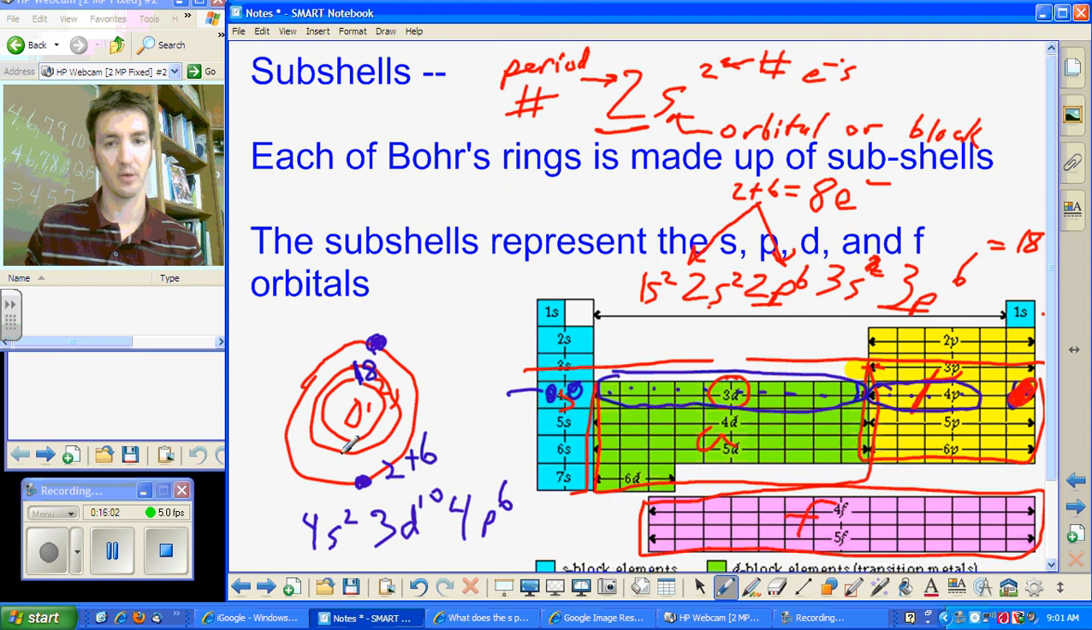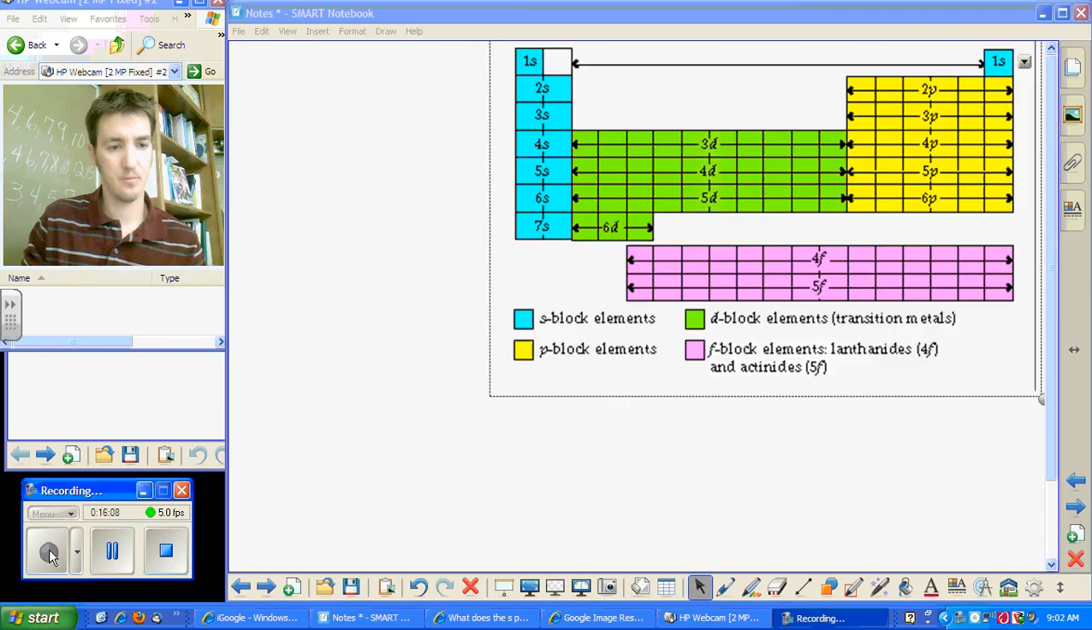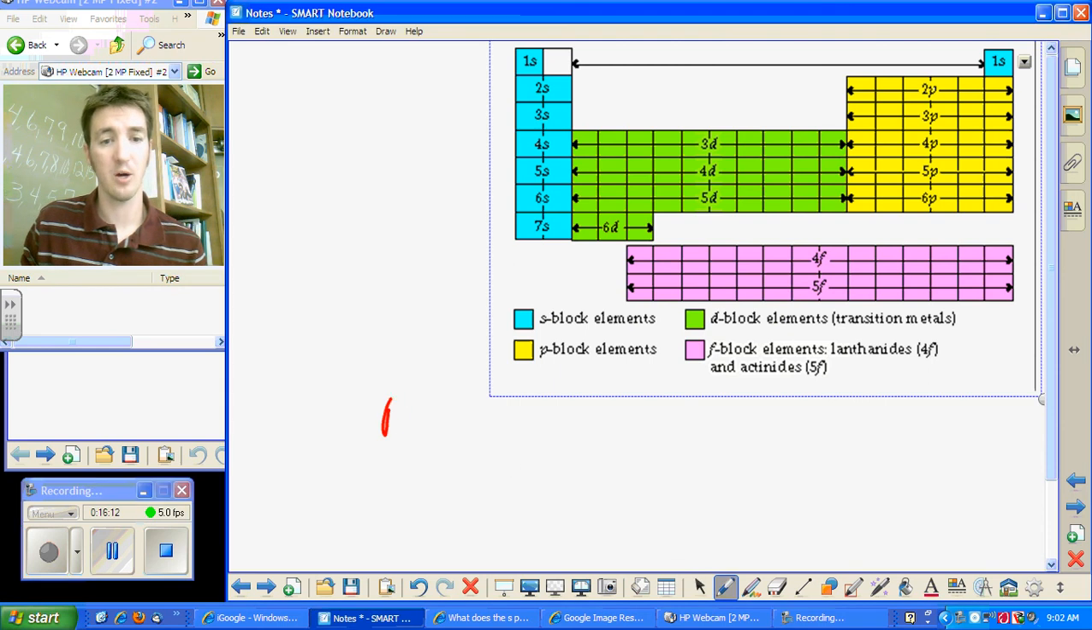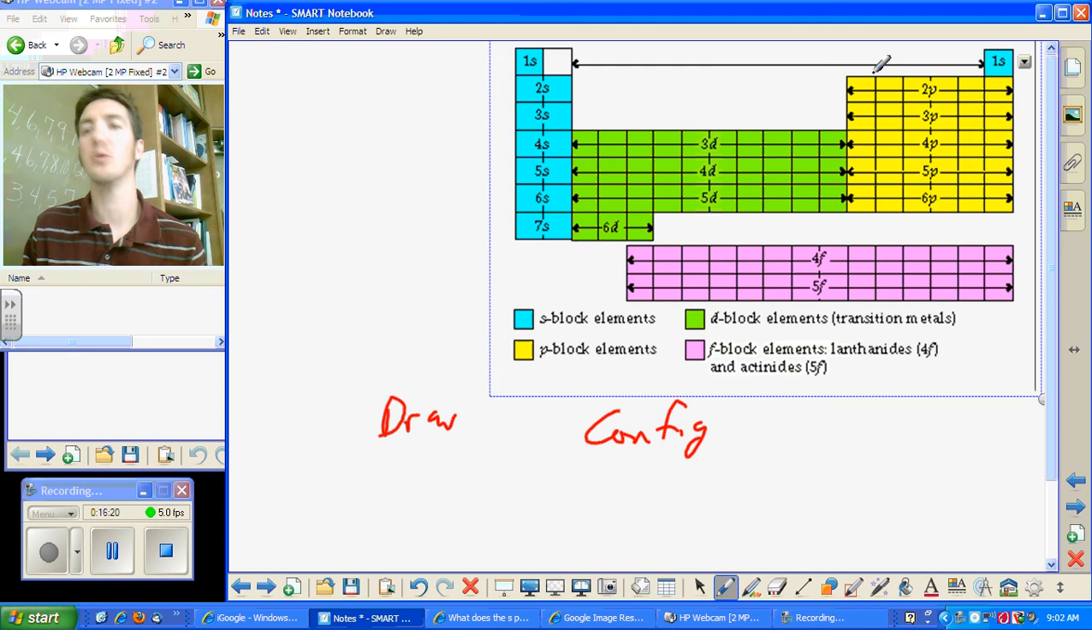All right, so I'm going to give you some examples. Pause, see if you can do it, then unpause, see if you're right. I want you to draw and then give the configuration for, let's go with boron. Boron lives right there, so it's element number 5.